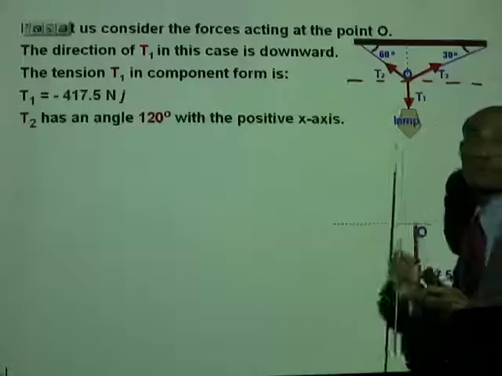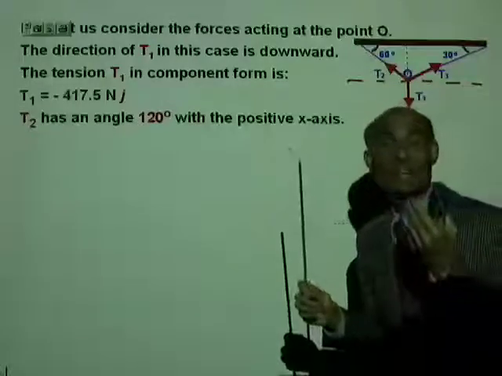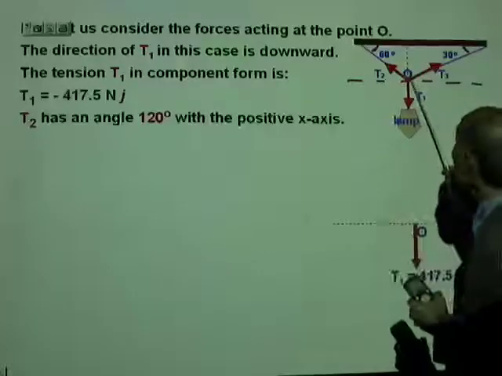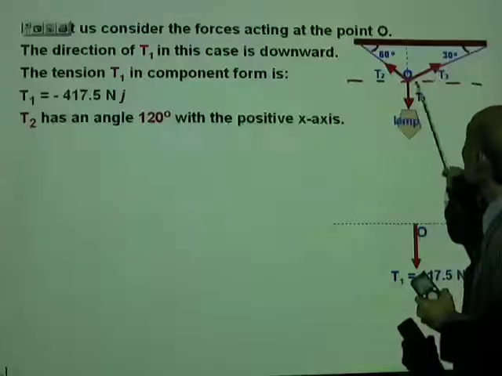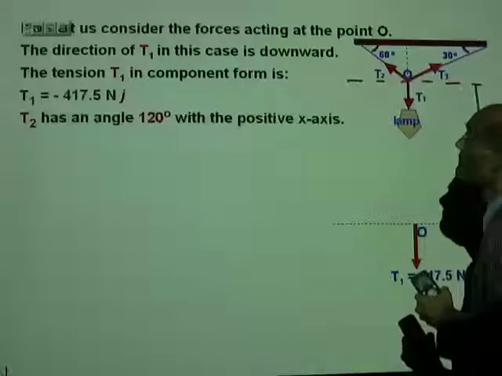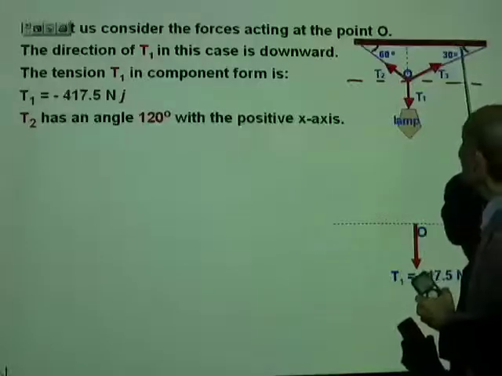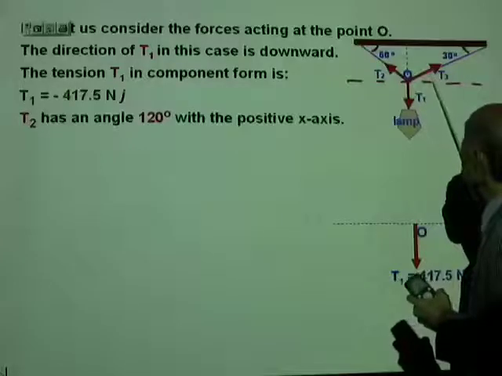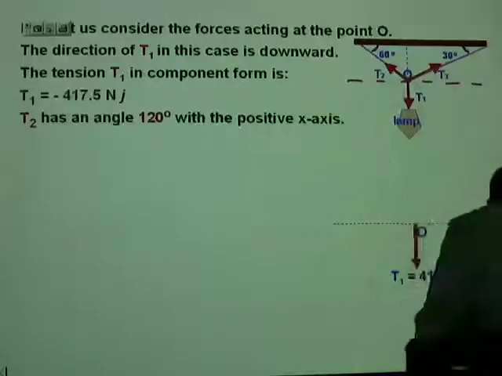It's very important to recognize the direction of each vector. Tell me, what is the angle made by T3 with the x-axis? Because this angle is given to be 30 degrees, this angle also will be 30 degrees.